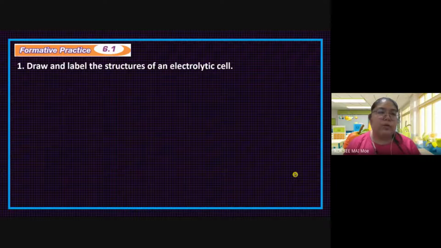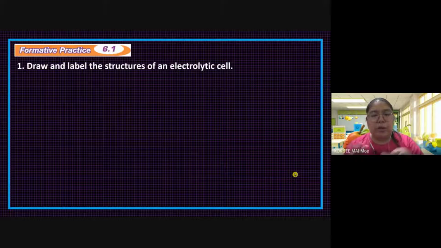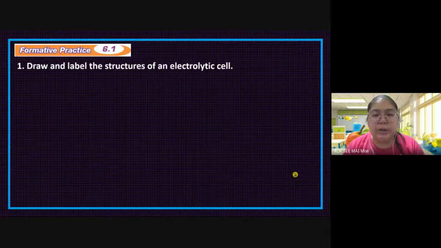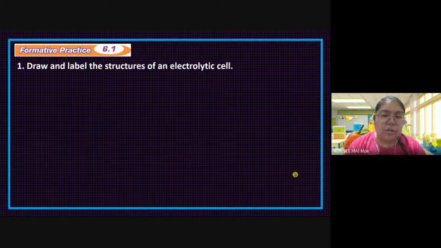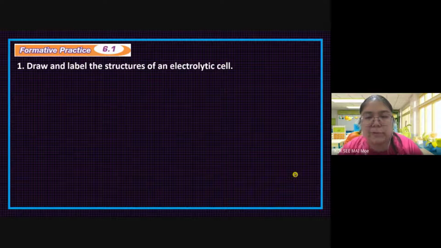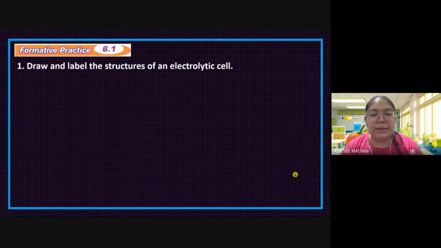Okay, first one, you need to draw and label the structure of the electrolytic cell. So in your mind, you must think, electrolytic cell inside got what? You must have the battery. After that you must have the wire, then the wire joins the electrodes. Electrode, you got anode, then you got cathode. Then after that, inside the beaker you got what? You got solution, is it? The solution we call it an electrolyte.